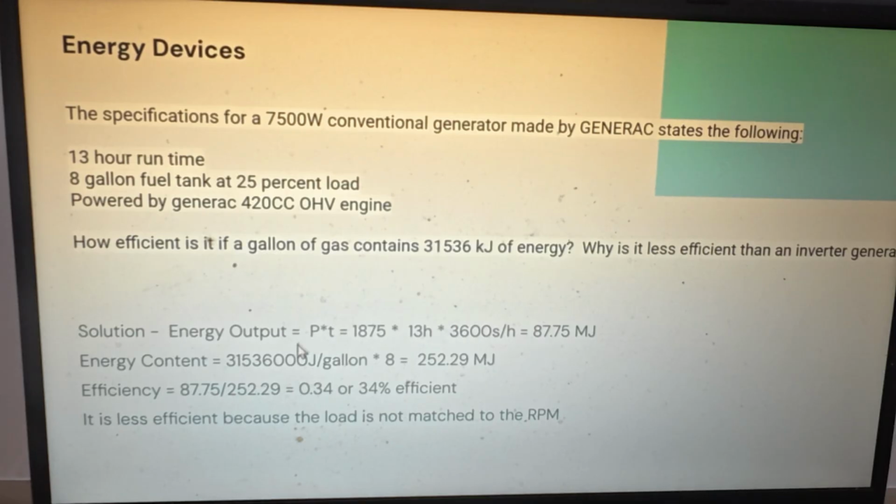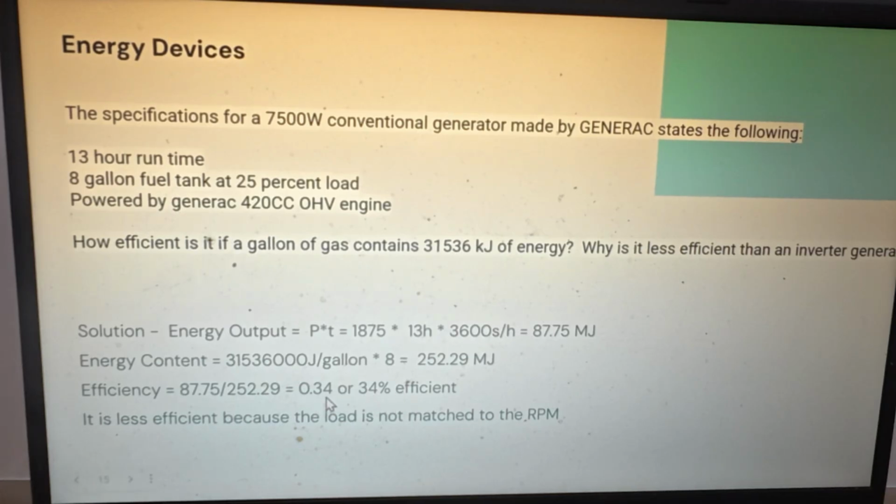The energy content in the gasoline is 31,536,000 kilojoules per gallon, and we have 8 gallons, so we have 252.29 megajoules. So the efficiency is 87.75 divided by 252.29, or 34% efficient.